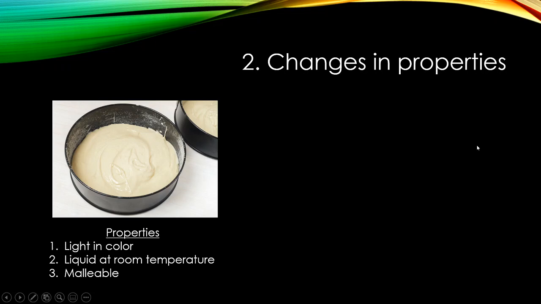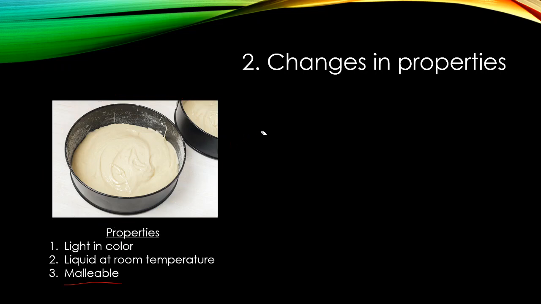The second way that you can know is if there are changes in properties. So we're going to look at our baking a cake example. Over here we have our cake batter that's just a mixture, and some of the properties that it has are that it's very light in color. It's a little bit yellow, but almost white. It's liquid at room temperature, and it's very malleable. Since we learned what that means, we know that malleable means you could squish it and stretch it and move it around without breaking it.